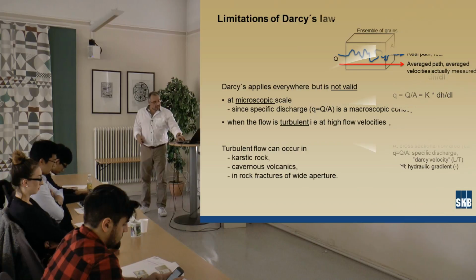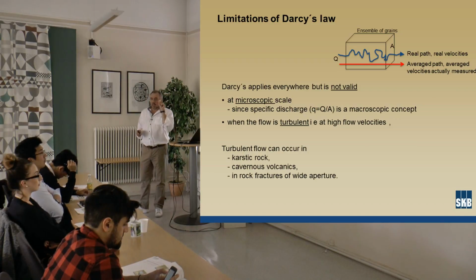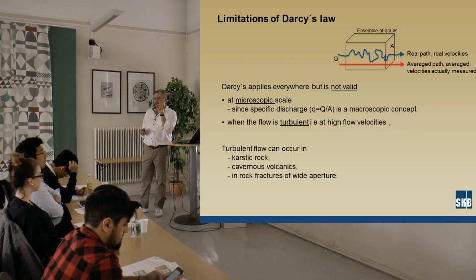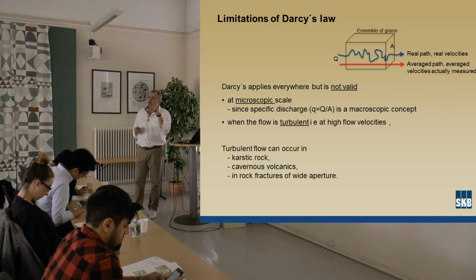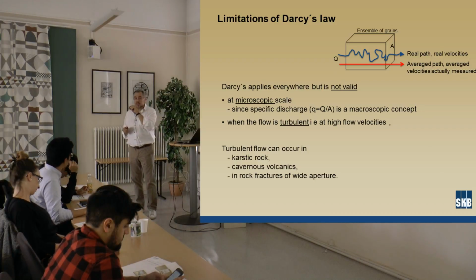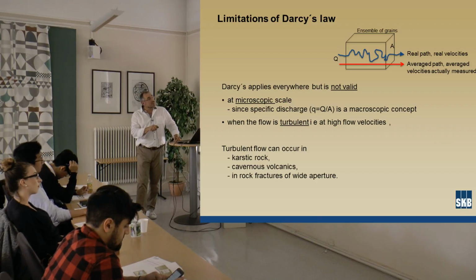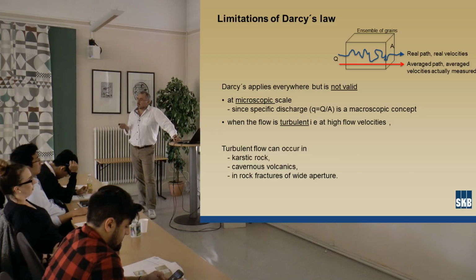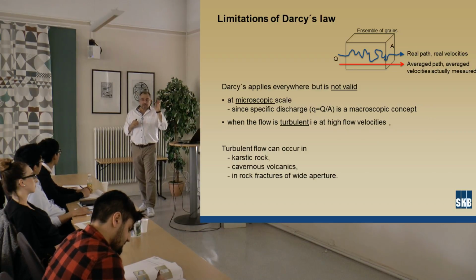There are limitations to Darcy's law, which are important to know about. So this is microscopic. That is, when we look at a certain particle in the water which is flowing through the system, it has a very tortuous path, represented by this blue line. Real path, real velocities. But Darcy's law looks at averaged paths, averaged velocities, which are the ones that are measured. We cannot measure at that very, very small scale. So at a macroscopic scale it is applicable. If we look closer and closer at microscopic scale, it is not valid.